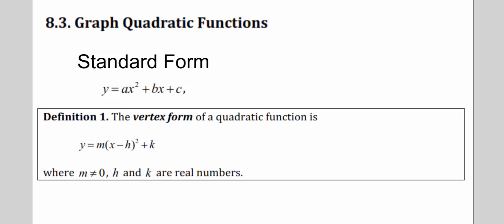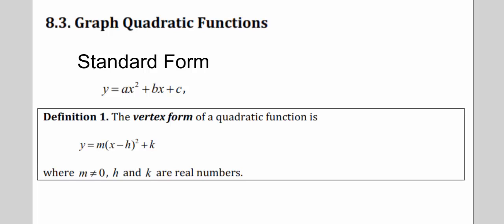Hello everybody, so today we're going to be talking about graphing quadratic functions again. We've already talked about how to graph them in standard form. Remember, that's the ax squared plus bx plus c. Today we're going to review graphing in the vertex form. This is something you should have spent a lot of time on in Algebra 2.